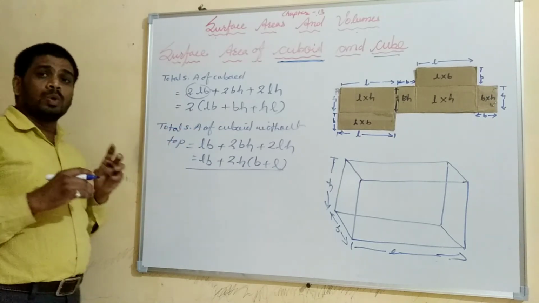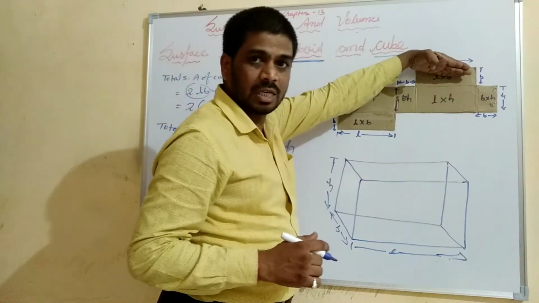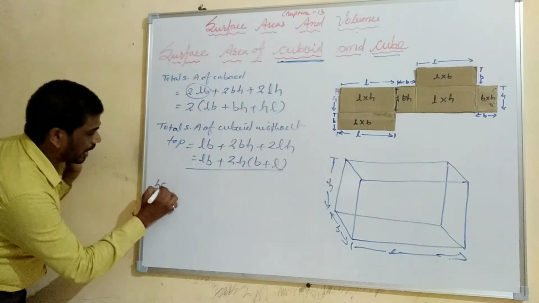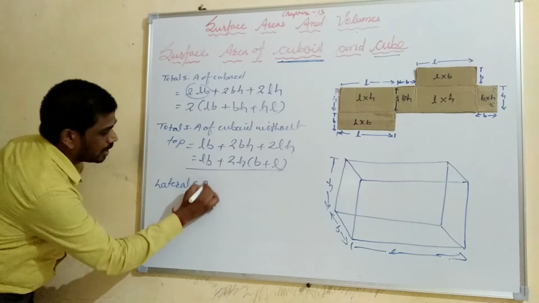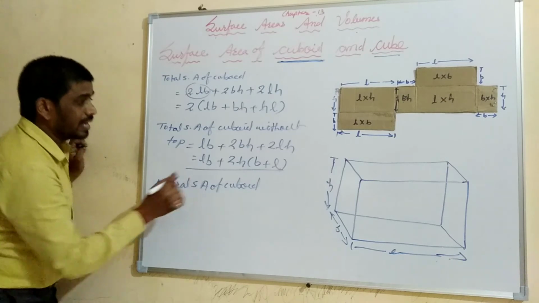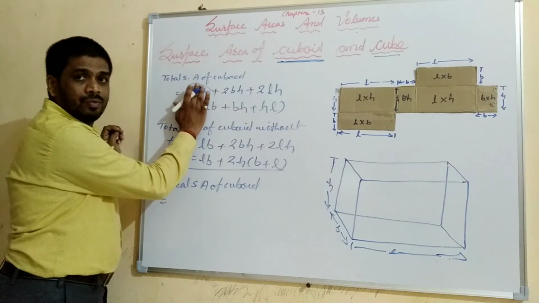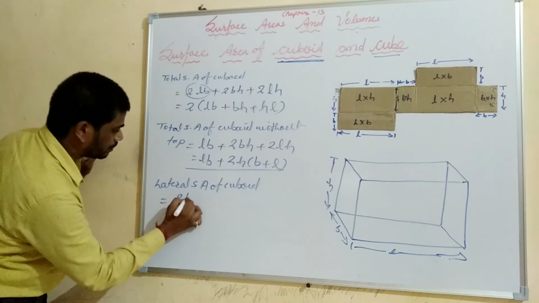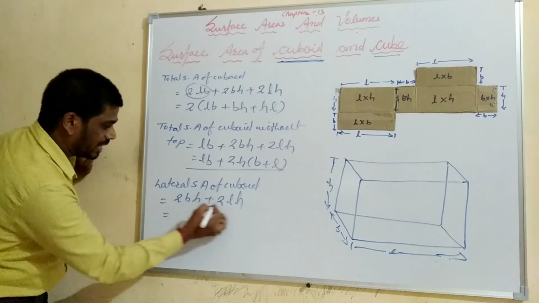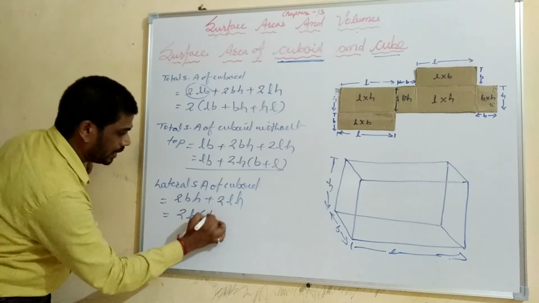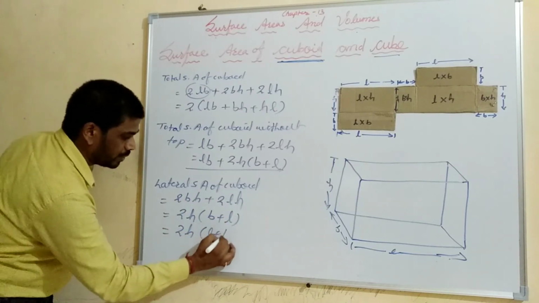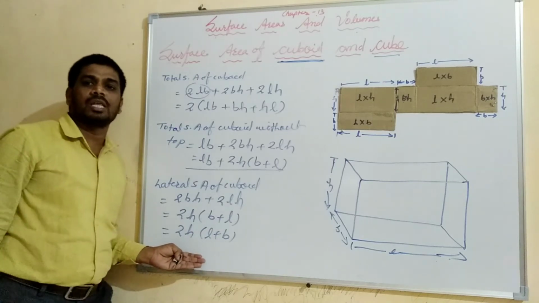Now, if both the top as well as the bottom are missing, it is called the lateral surface area. So the lateral surface area of a cuboid is equal to, where this complete term will be missing, 2 times b into h plus 2 times l into h. Taking 2 and h common, we get 2h(l plus b). This will be the lateral surface area of a cuboid.